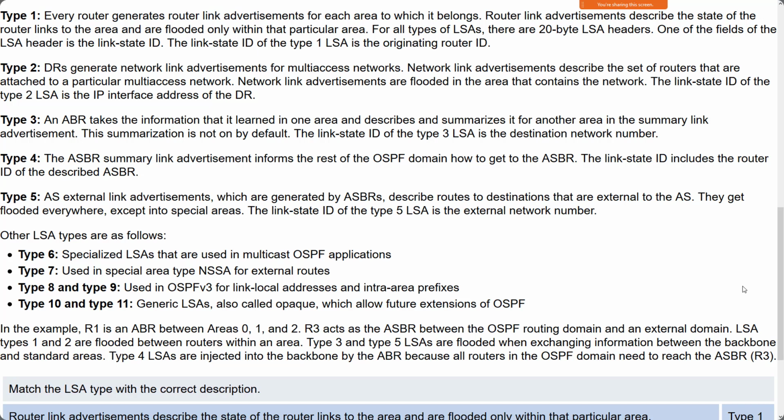Type 4 LSAs, like I said, describe how to get to the ASBR from the rest of the network. So these are generated by the ABR on the egress of the area that contains the ASBR. The link state ID includes the router ID of the ASBR.